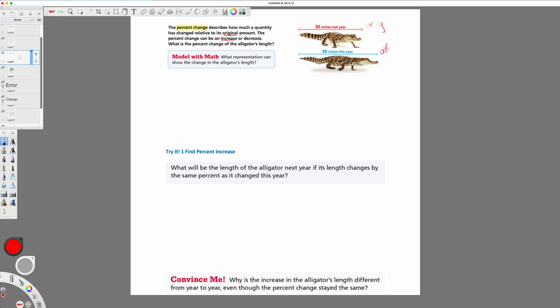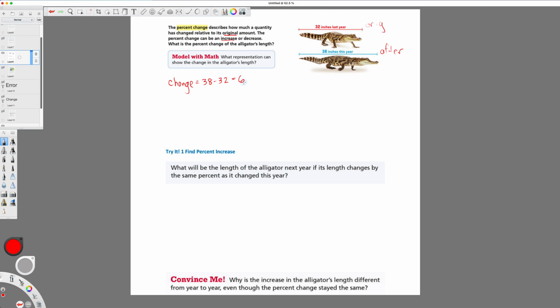This is after the change. The change I can calculate just by doing a simple little subtraction. This is so easy we can do it in our head. But then I compare that change to what it was originally. So to get the change, I just take 38 minus 32. So 38 minus 32 equals 6. So this alligator grew 6 inches.